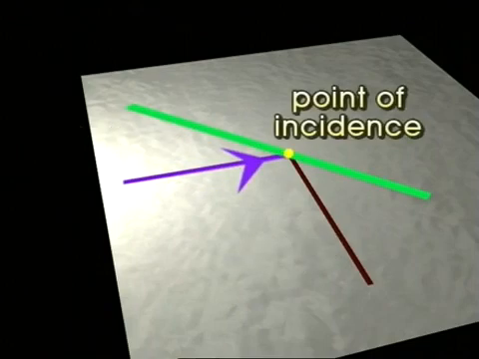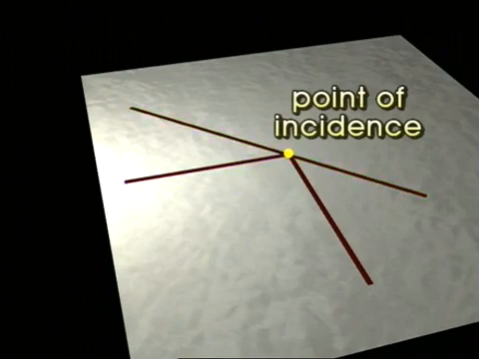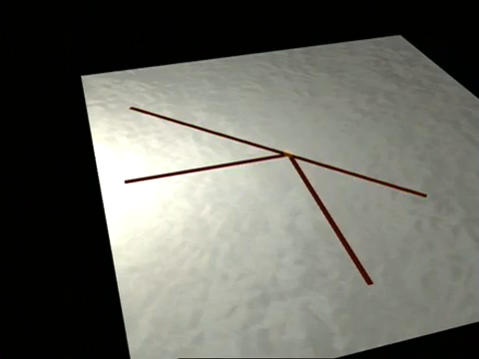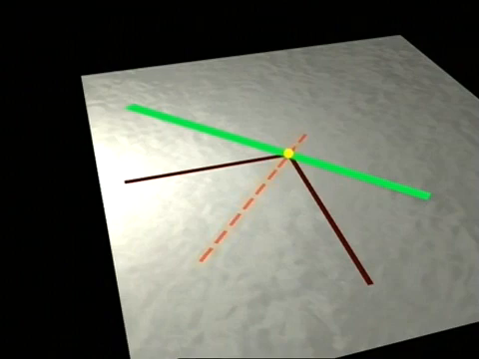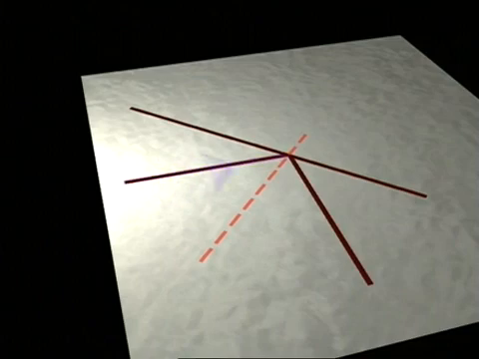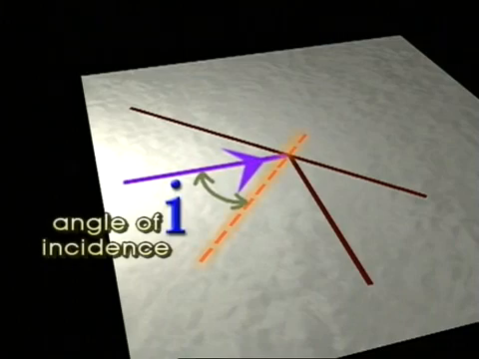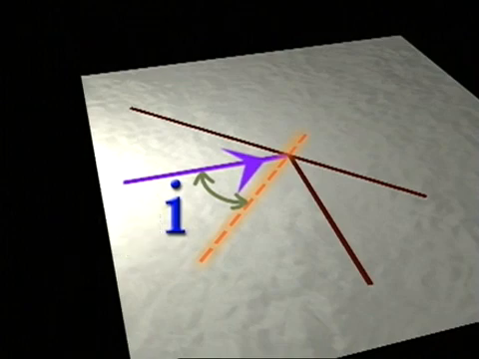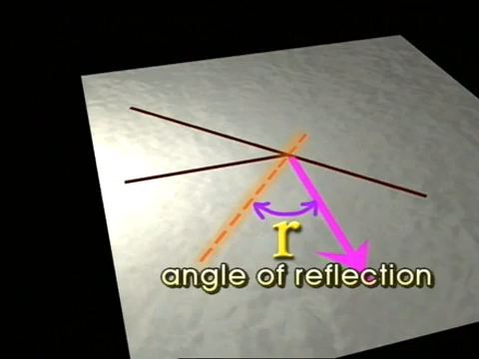The incident ray hits the mirror at the point of incidence. Draw a line perpendicular to the reflective surface at the point of incidence. This line is called the normal. The angle between the incident ray and the normal is the angle of incidence. The angle between the reflected ray and the normal is the angle of reflection.